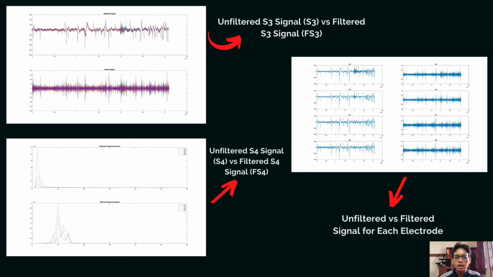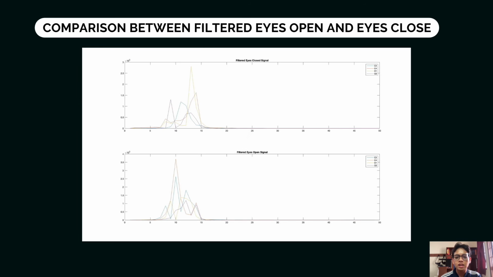Next, we have the plotted graph for unfiltered S3 and also for filtered S3. Unfiltered, and we also have the unfiltered S4 signal versus the filtered S4 signal, and unfiltered versus filtered signal for each electrode, which all of these lie under the eyes open data. Lastly, these are the comparison between filtered eyes closed and filtered eyes open in the frequency domain.